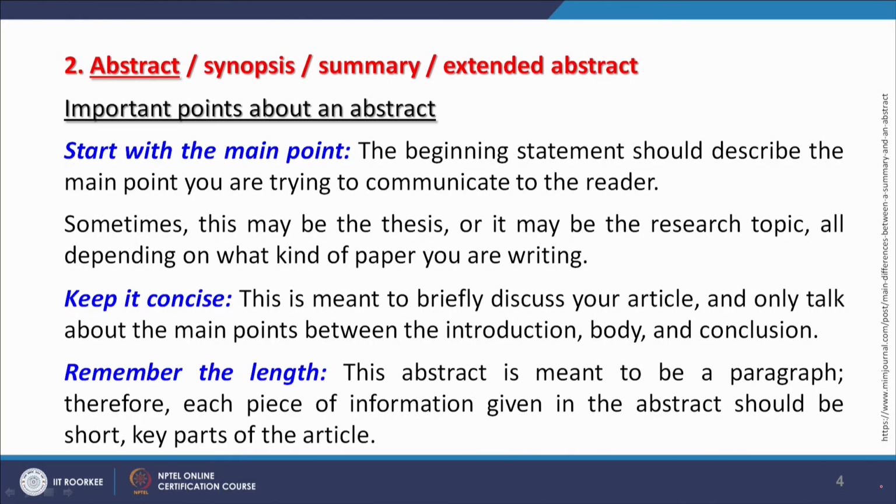Remember the length, and this is another very important thing, as also mentioned just a few seconds before, that generally an abstract is written for 1 page or 300 words, 500 words, depending on what the publisher or conference organizer is asking, or what is the requirement in an individual institute or a company or organization. So, an abstract is meant to be a paragraph. Therefore, each piece of information given in the abstract should be a short, key part of the article. As we discussed, it is the gist of the paper, the gist of the work.